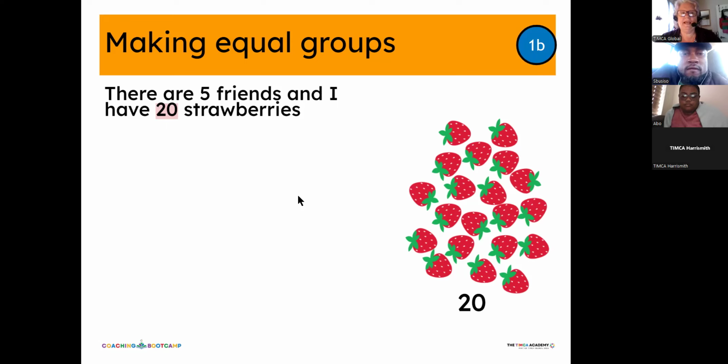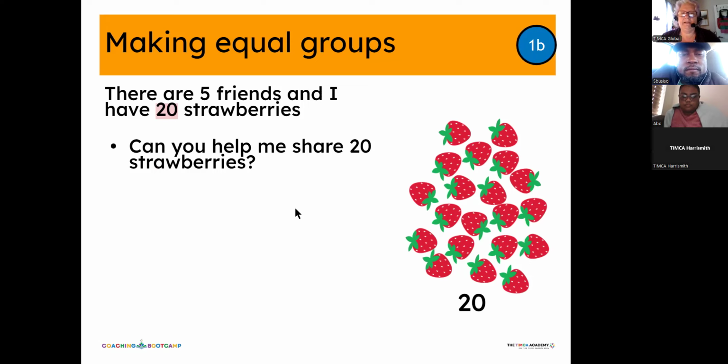So there's 5 friends and I've got 20 strawberries. We could say to somebody, can you help me share the 20 strawberries? We could give children counters at this point and say the counters are the strawberries, or we could give them stones or sticks or whatever. And we could ask them to share that. And then we would watch again, how do they do that? Do they share it one stick, one stick, one stick, one for each person, and then go back and do one for each person until they've done it for 5 people?